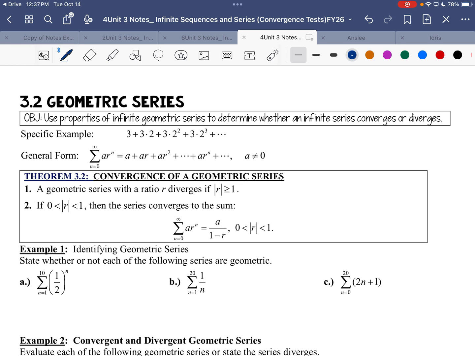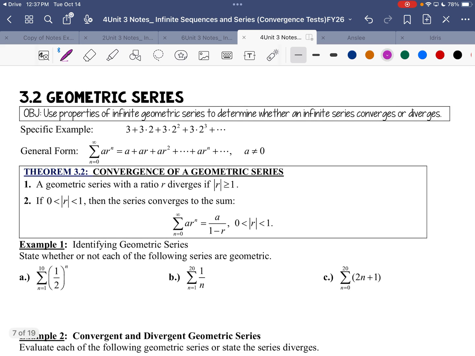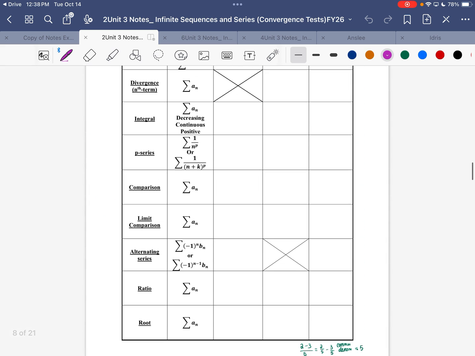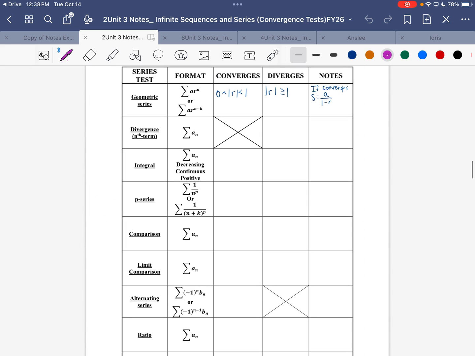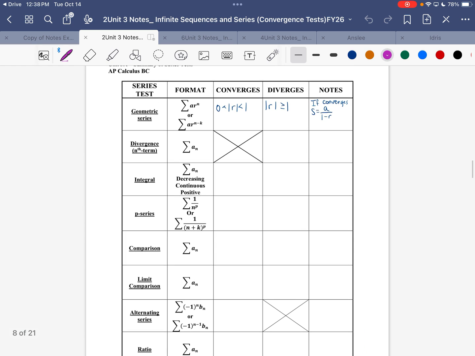Okay. Let me try to go slow. Geometric series. I'm going to show you my little chart. I'll give it to you soon, but there are a bunch of series tests. These are all the series tests. Today is our first little test.